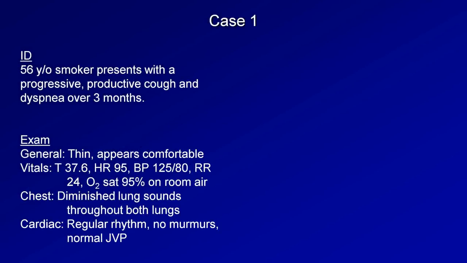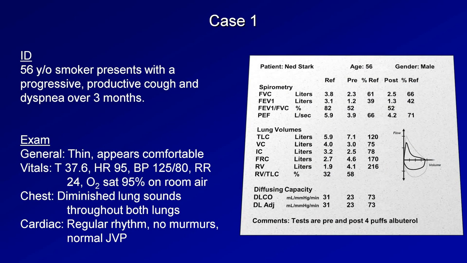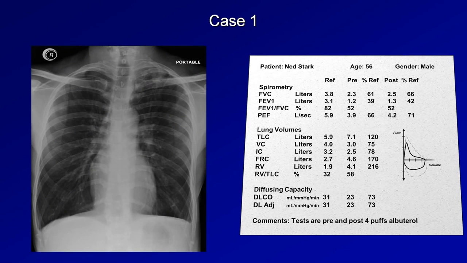Case 1. A 56-year-old man with a history of smoking presents with a progressive, productive cough and dyspnea over 3 months. On exam, he appears comfortable. Vitals are notable for a respiratory rate of 24 and O2 saturation of 95% on room air. He has diminished sounds throughout both lungs. Here are his PFTs, and here is his chest X-ray.